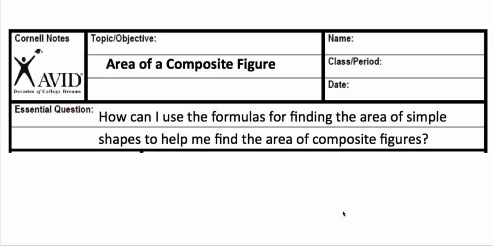This is our area of a composite figure lesson. I did this one as a video so that way each of you could work through it at your own pace. Some are going to need more help, some of you are going to naturally kind of know how to attack these, but let's go ahead and get started.